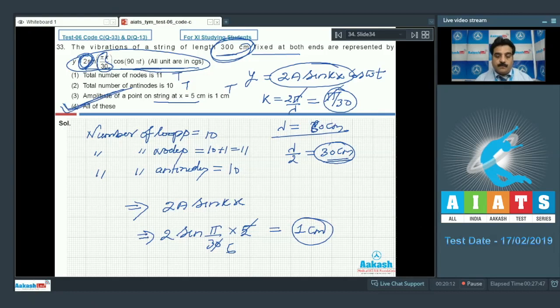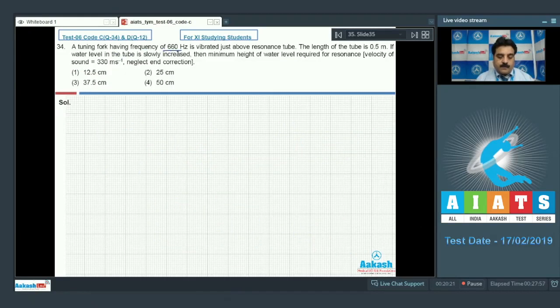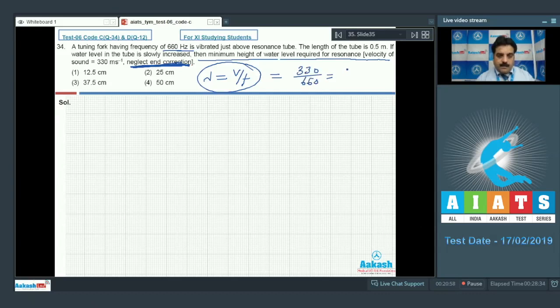We'll move to question number 34. In question number 34, a tuning fork having frequency 660 Hz vibrates just above a resonance tube. The length of the tube is 0.5. If the water level in the tube is slowly increased, find the minimum height of water level required for resonance. Velocity of sound is given, neglect end correction. So you will not focus on end correction in question number 34. Lambda is given by V upon F, where F is the frequency. So first I need lambda. The value of V is 330 and frequency is 660. So I have 1 by 2 meter, which means 50 centimeter. This is the value of the wavelength.